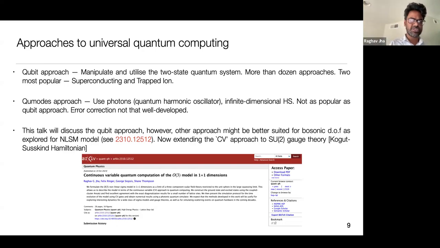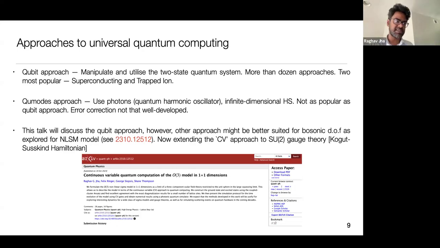There's another approach, less well known, using Q modes, or using photons, for example. Photons are not two-state systems like we see for a qubit. A qubit can either be up or down. It's a two-state local quantum system.